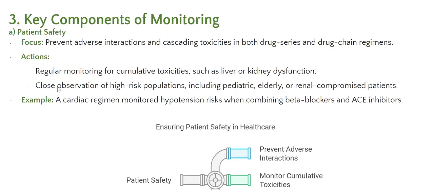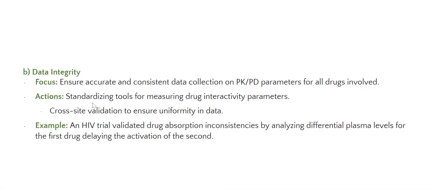Data integrity. After patient safety and key components of monitoring, and as in data integrity, the focus ensure accurate and consistent data collection on PK, pharmacokinetic, PD, pharmacodynamic parameters for all drugs involved, actions, standardizing tools for measuring drug interactivity parameters. First, site validation to ensure uniformity in data. Example, an HIV trial validated drug absorption consistencies by analyzing differential plasma levels for the first drug, delaying the activation of the second.